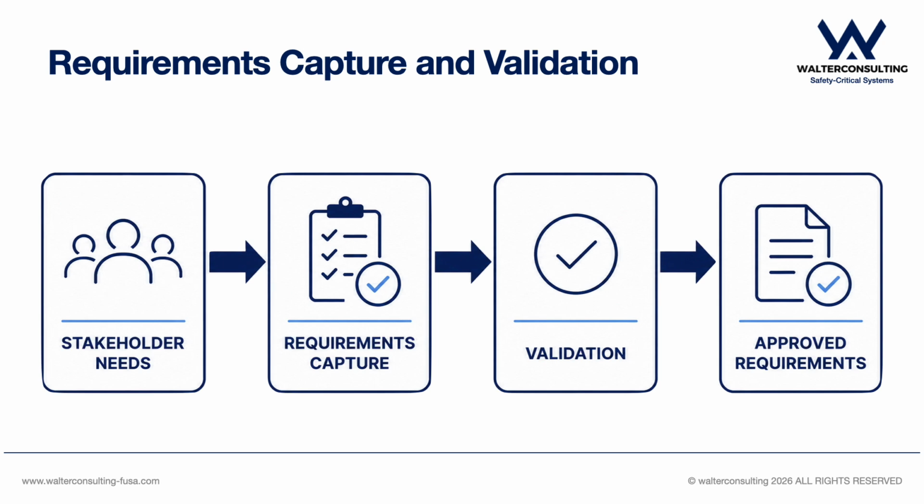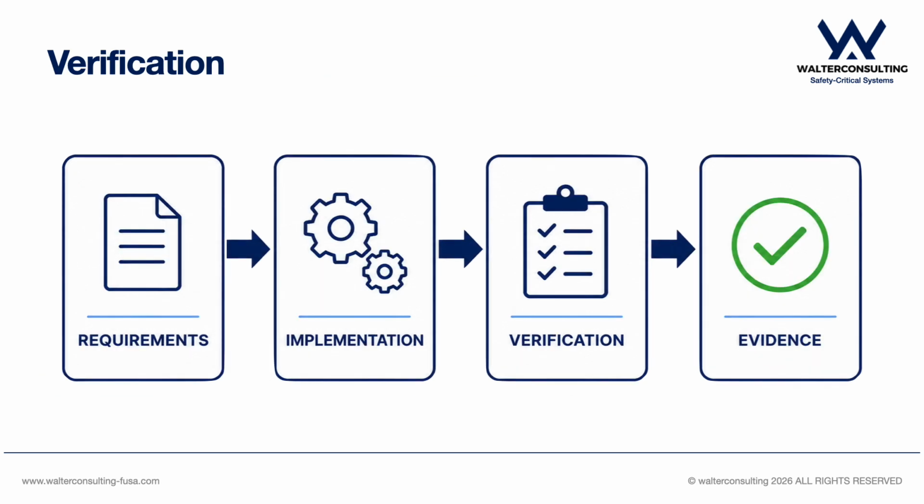Once requirements have been validated, the next challenge is demonstrating that the implemented system satisfies them. Verification provides objective evidence that development outputs satisfy their specified requirements. Testing is one possible verification activity. But verification also includes inspections, reviews, analyses, and demonstrations. The objective is to build confidence that the implemented system performs as intended. Verification is one of the cornerstones of aerospace certification and appears repeatedly throughout the ARP4754B development lifecycle.